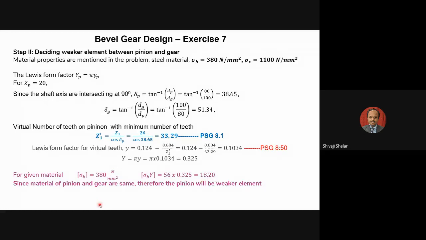Okay, let's get to the next. We will determine the torque value here. So let's go to the next slide.